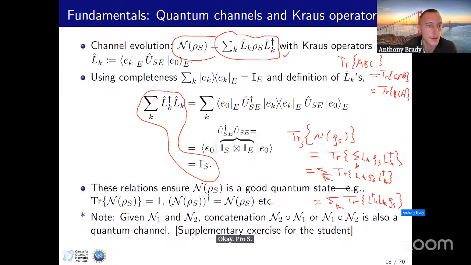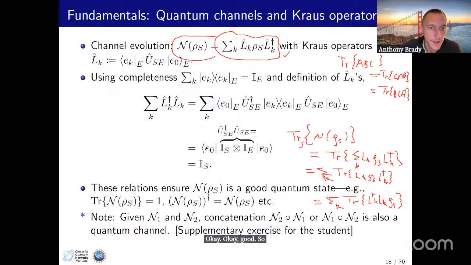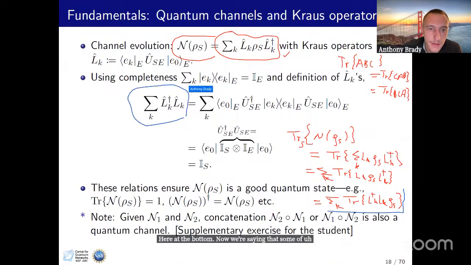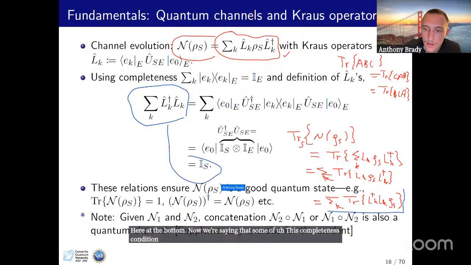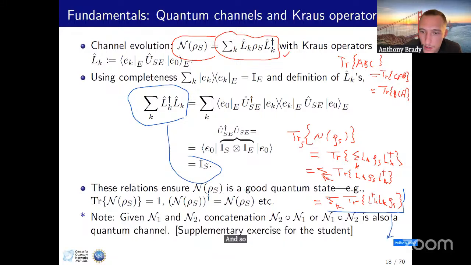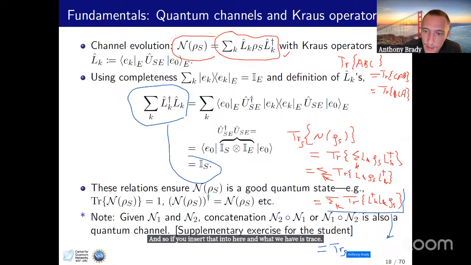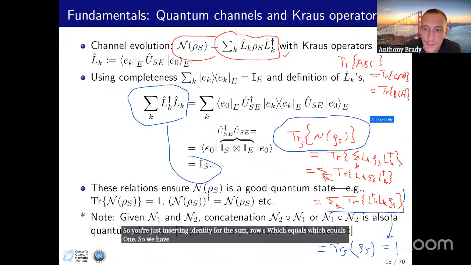Okay, good. So we have this final thing here at the bottom. Now we're saying that this completeness condition sums to identity, right? And so if you insert that into here, then what we have is trace. So you're just inserting identity for the sum, rho S, which equals 1. So we have that the trace of this output state is equal to the trace of the input state, and that's equal to 1. So it conserves the total probability.